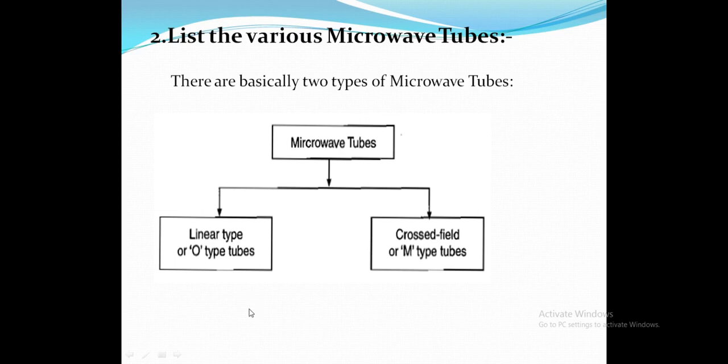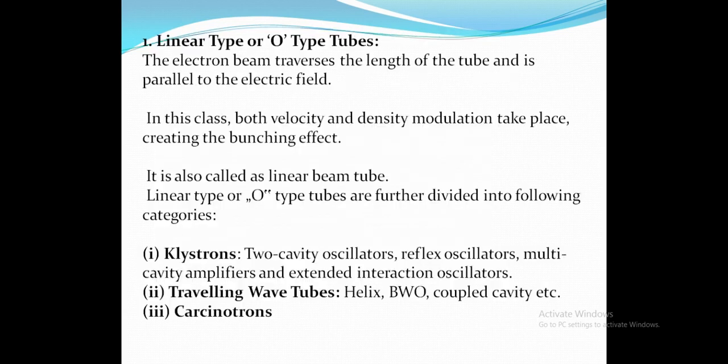It is also called a linear beam tube. Linear beam or O type tubes are further divided into the following categories: Klystrons and traveling wave tubes. Klystrons include two cavity oscillators, reflex Klystrons, multi-cavity amplifiers and extended interaction oscillators. Traveling wave tubes include helix, BWO and coupled cavities. Next, Carcinotrons.